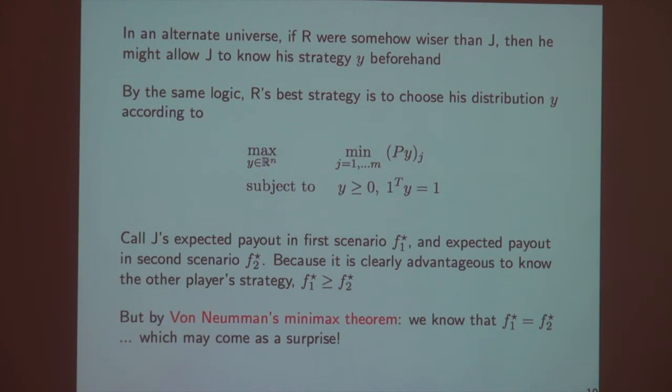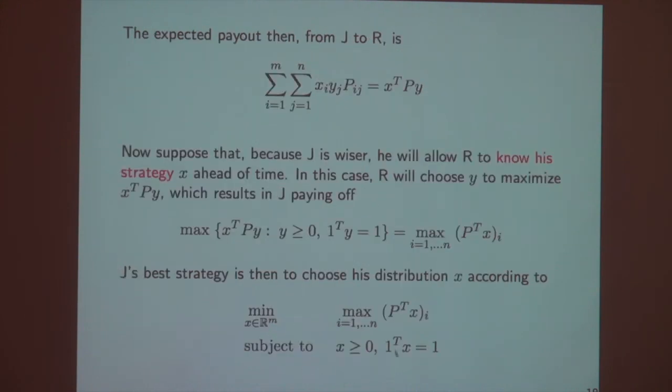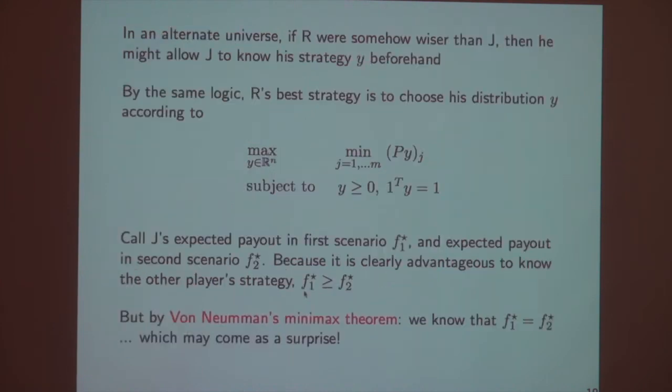All right, so now clearly it is favorable to know an opponent's strategy. That has to be intuitively true. And we're talking about payouts from J to R. What is the payout that R will receive at the end of this game? So let's call f1 star the payout that R receives when he knows J's strategy, and f2 star the payout he'll receive when J knows his strategy. So the situation is completely reversed.